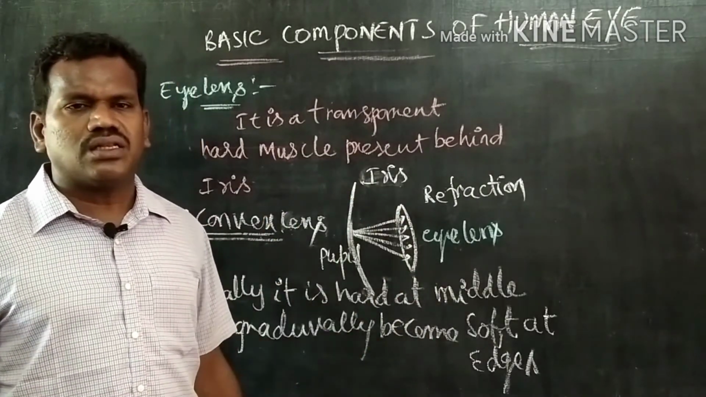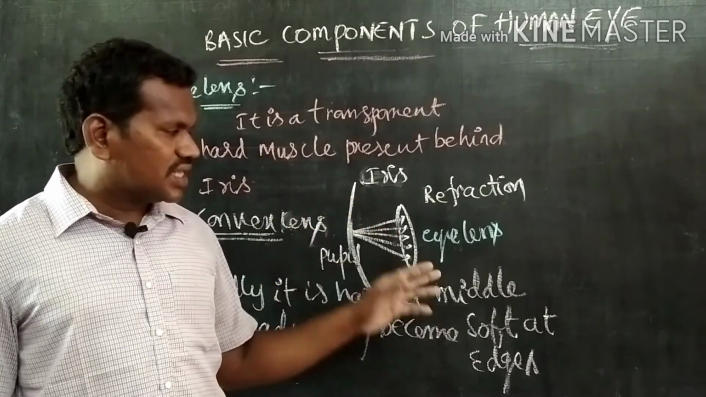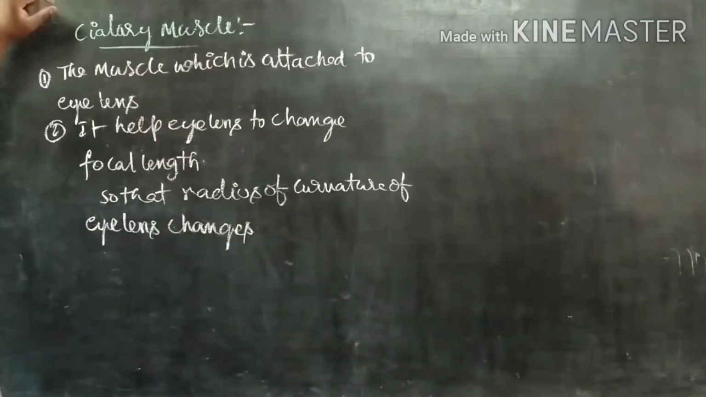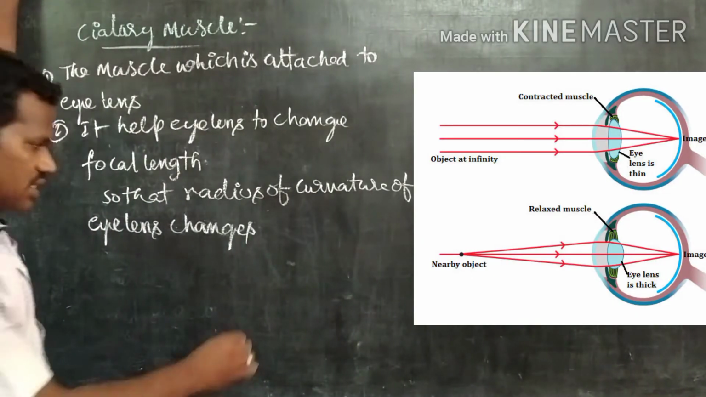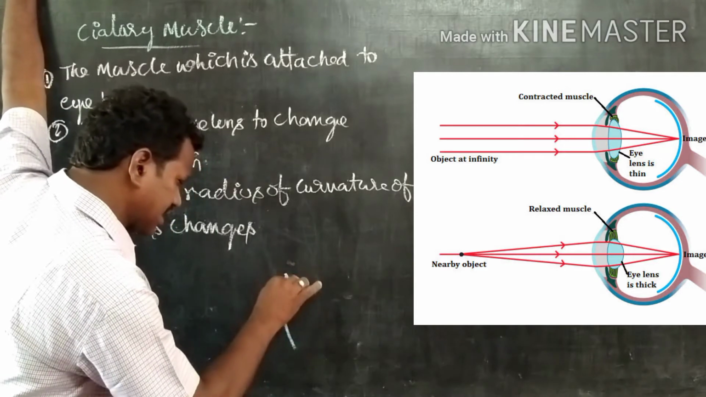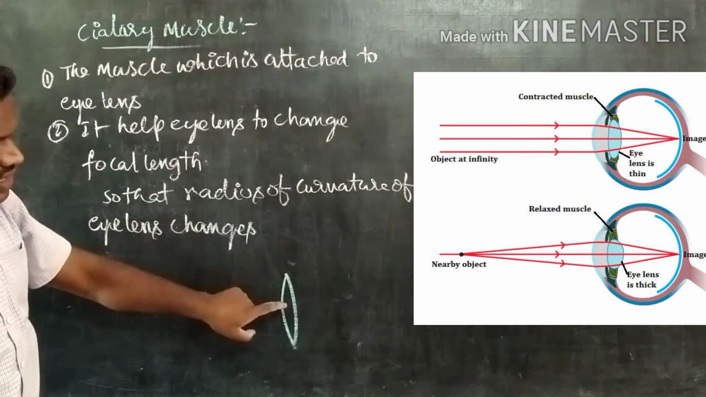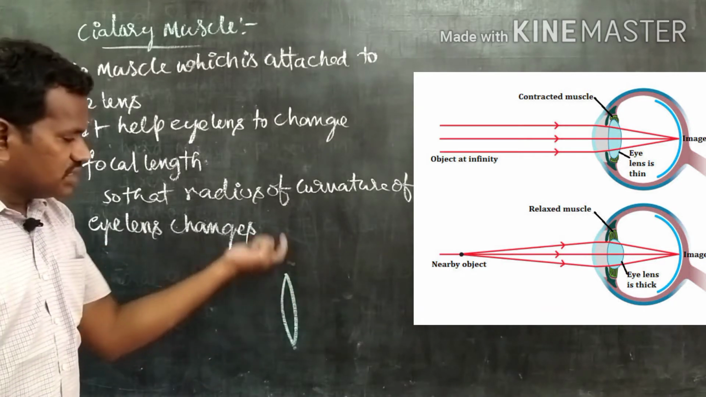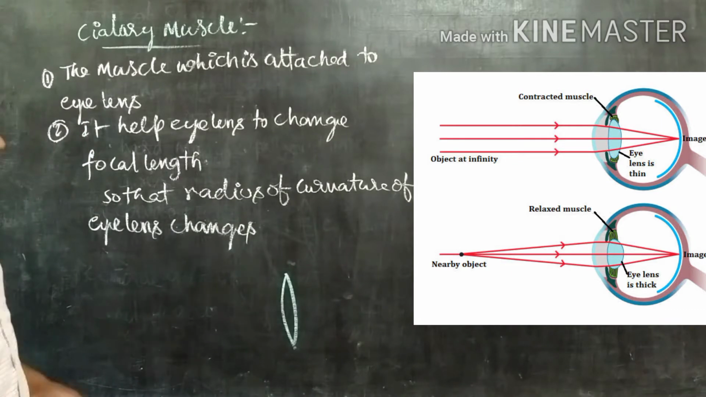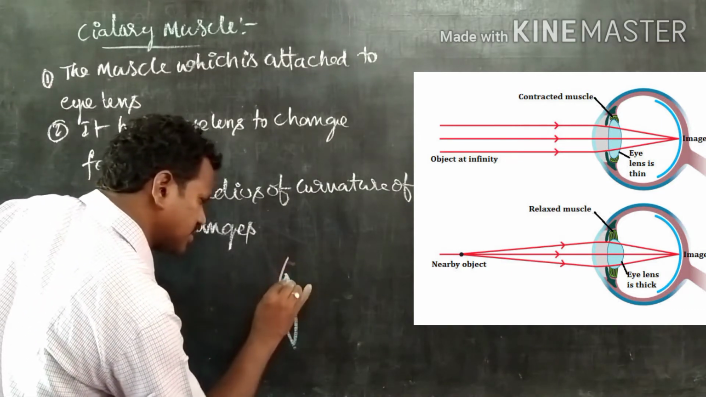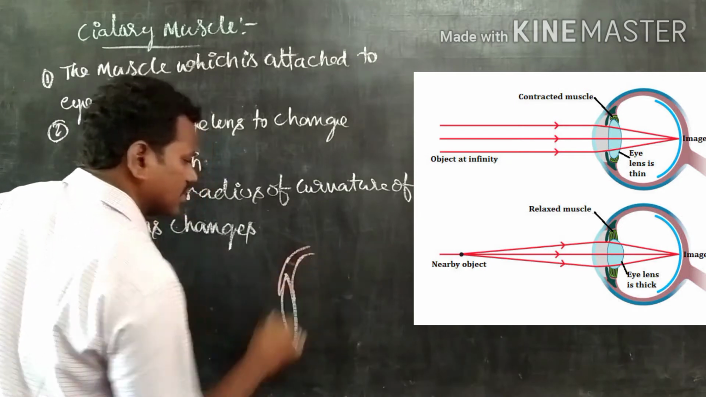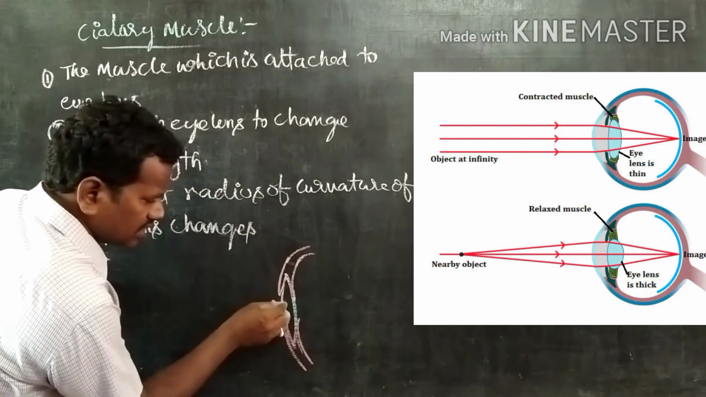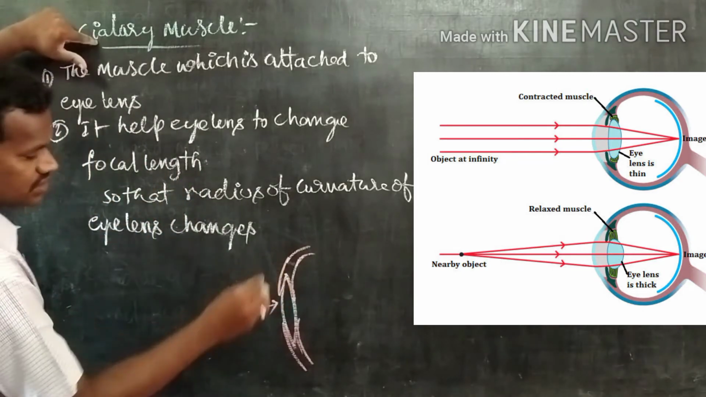Now let us explain the relation between the ciliary muscles and the focal length of the eye lens. See, if you observe, this is the eye lens. I already said at the center it is hard and at the edges it becomes soft. Now these edges are connected to the muscles. The edges of the eye lens are connected to the ciliary muscles.